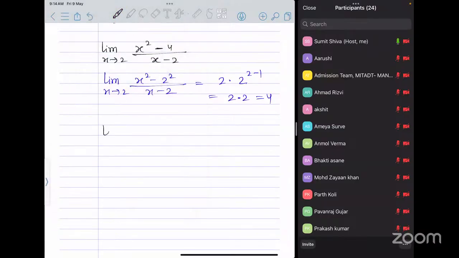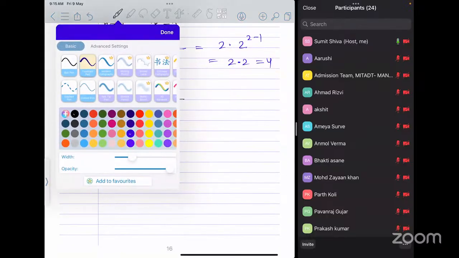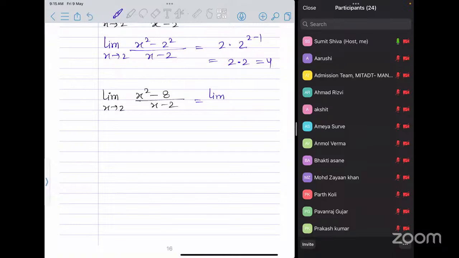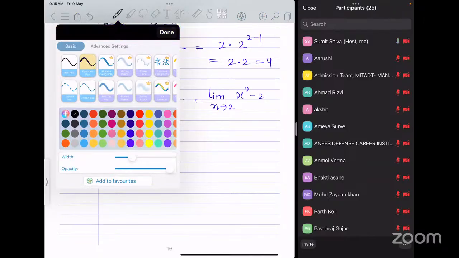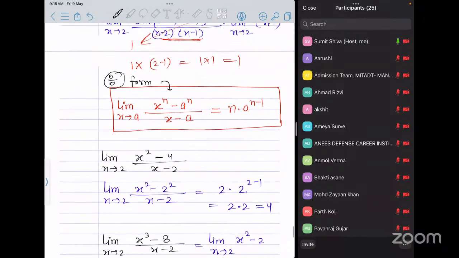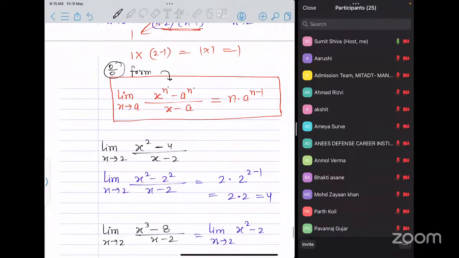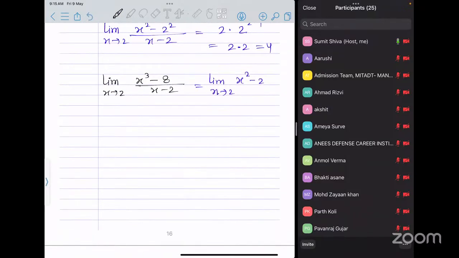Let's say I have limit x tending to 2, x square minus 8 divided by x minus 2. What will be the answer in this case? So you will write it as limit x tending to 2, x square minus 2 cube, I think, but 2 cube will not work here, so it has to be 3. The power has to be the same. Remember, power cannot be different. If here we have power n, here also power n, so power has to be the same. So this will be x cube.